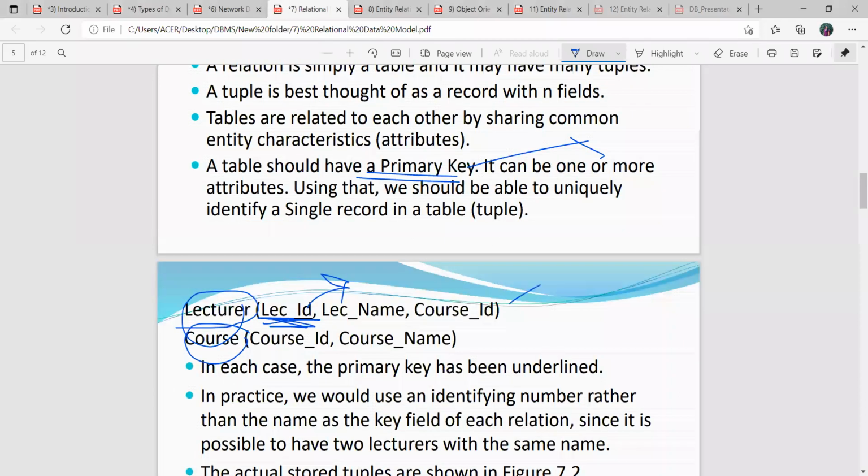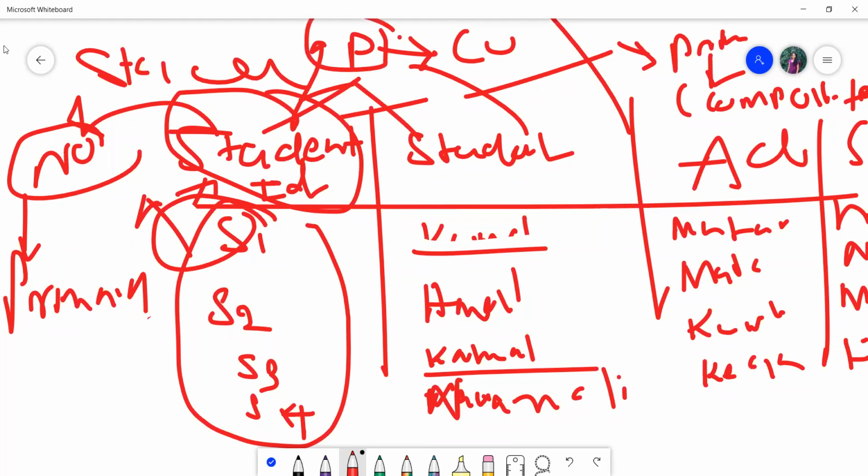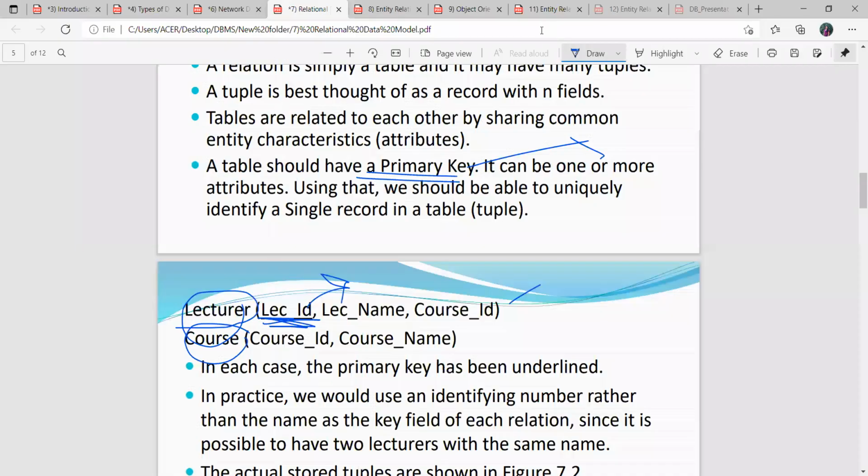In this example, you can see only one attribute is taken as a primary key. If you take more than one attribute as a primary key, this primary key is known as a composite key. There are some cases in which two attributes get together to form a primary key. At that time, this primary key is known as a composite key. Don't confuse with this. I'm going to explain this composite key again in the entity relationship model, so no need to be confused.